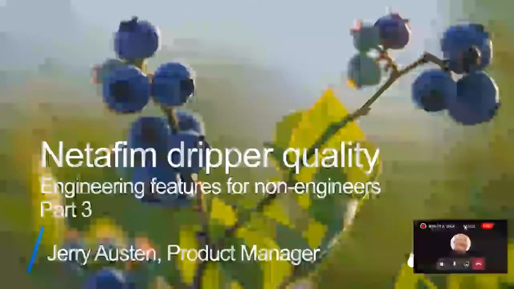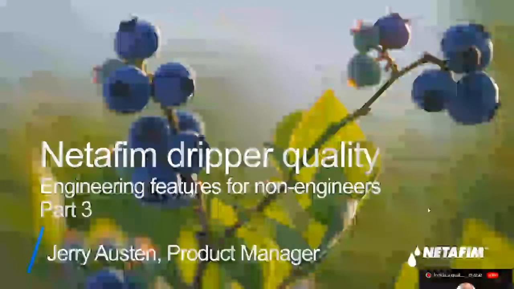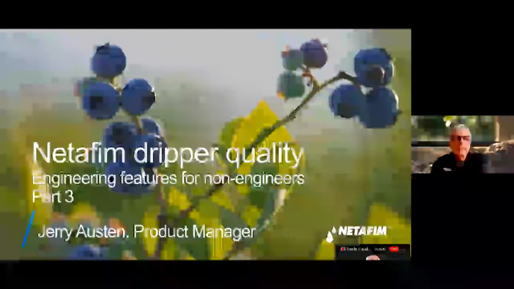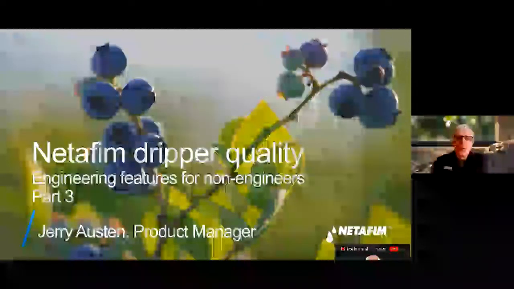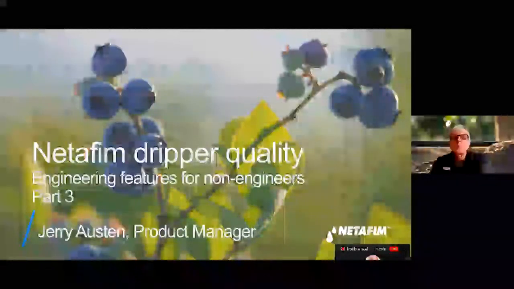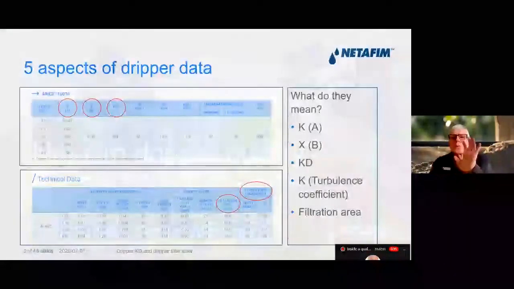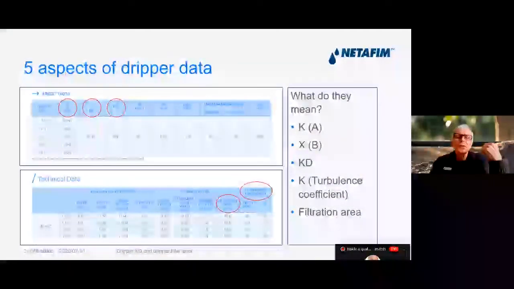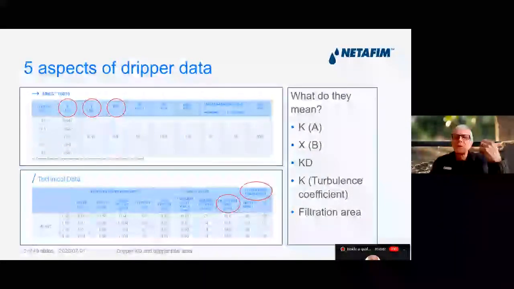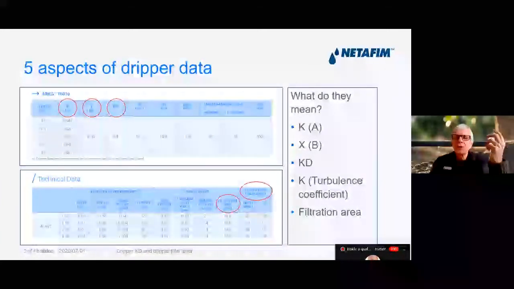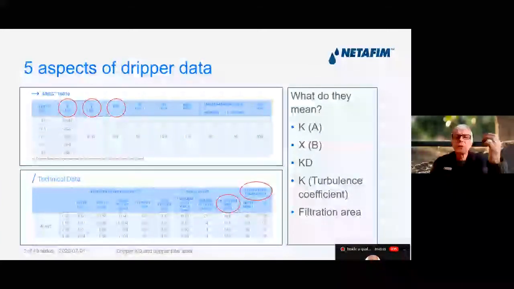Okay, thank you very much for joining us in part 3 of the webinars that we're doing on drip quality. What we did previously, in the last seminars, we looked at the 5 features that you see in all dripper data that we give. Specifically, that is K and X, that is the exponent, KD, K, the turbulence coefficient, and the filtration area.